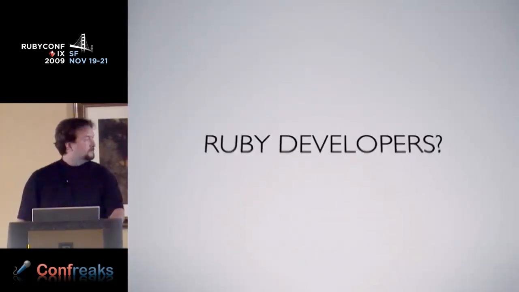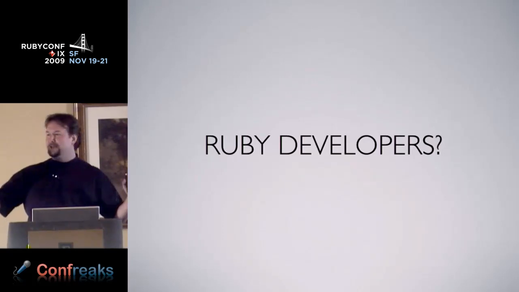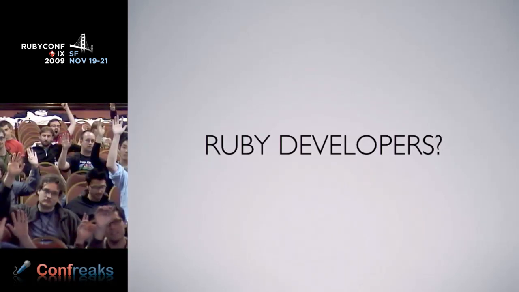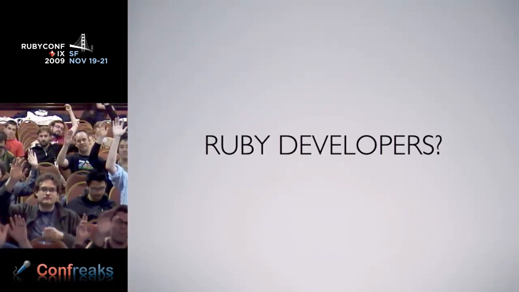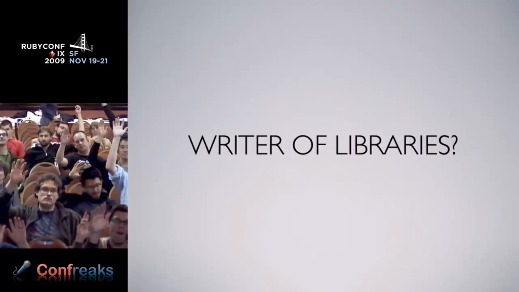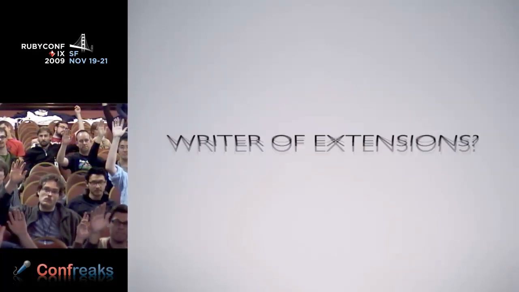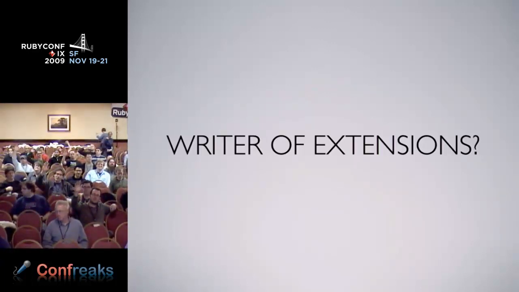So let's do a couple of quick surveys. Start off with a little raise your hand. Who's a Ruby developer? Keep them up. We're going to go through some elimination rounds, see what happens. Who's written a library? It doesn't have to be public. It can be private. Does that library have an extension in it? Keep your hand up if it's still the case. We've still got maybe 24 or so.